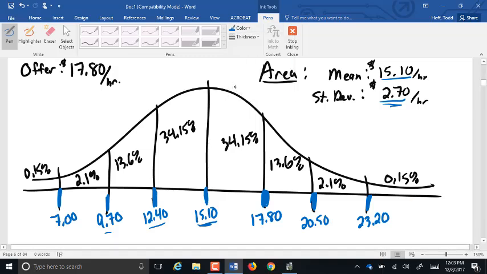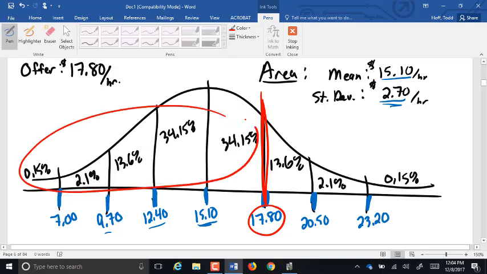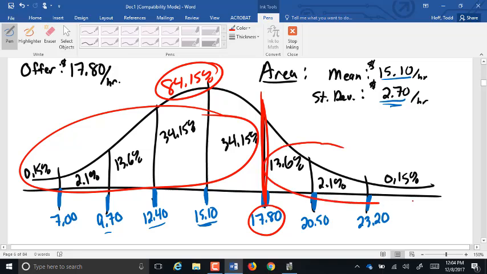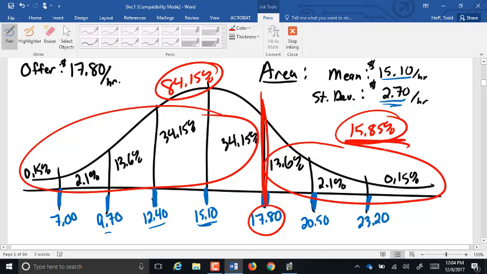Your offer was 1780 right there, which tells you if you add up all these percents that you are making more than 84.15% of other people starting in that area. Or you could add up these percents, which would come out to be 15.85%. Only 15.85% of people in that area start out at a higher wage than that. So is that a good wage? Probably.